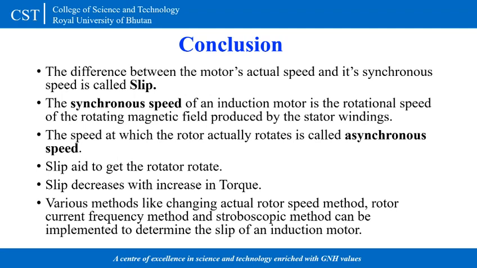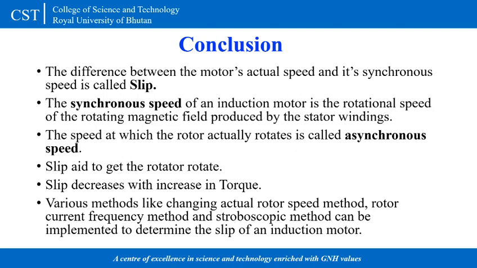Now we are coming to the conclusion of our presentation, and I will simply read through the bullet points of what I said earlier. The difference between the motor's actual speed and its synchronous speed is slip. The synchronous speed of an induction motor is the rotational speed of the rotating magnetic field produced by the stator windings. The speed at which the rotor actually rotates is called the rotor speed or motor speed, denoted N.